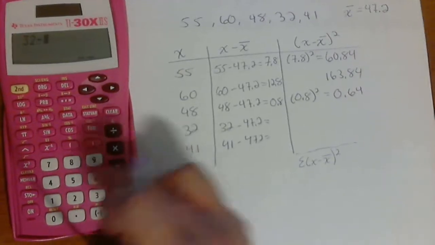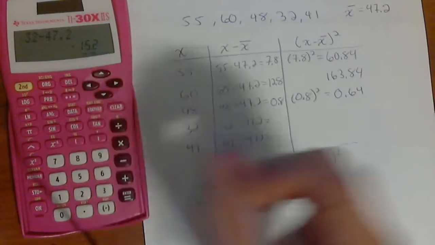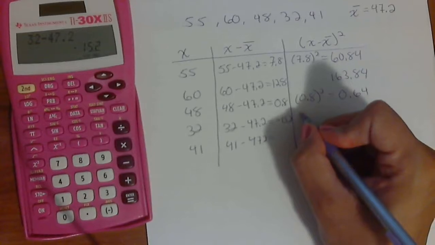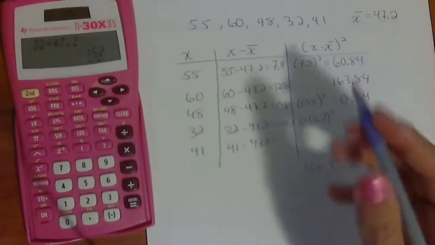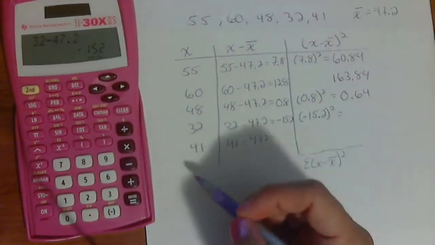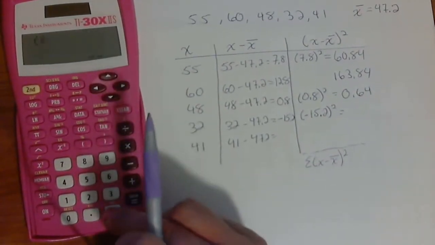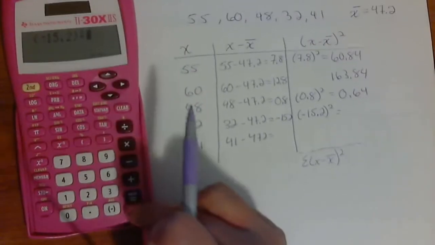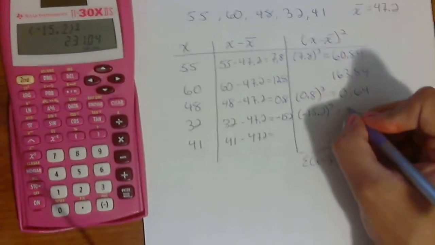So 32 minus 47.2, here's where the difference comes in. Notice it's a negative 15.2. That means in this third column, I want to square a negative 15.2. Notice I put it in parentheses, just like the heading has, parentheses and then the square on the outside. I'm going to do the exact same thing in my calculator. I'm going to put parentheses, negative 15.2, close my parentheses, and then square it, just like it is in the formula. And I'm going to hit equal.